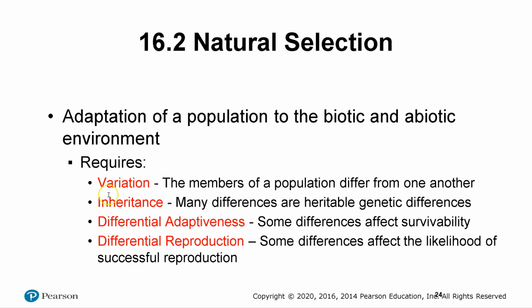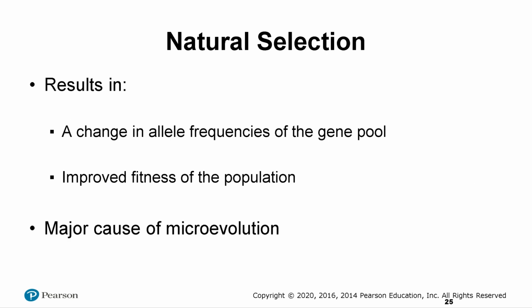There are a couple of things you have to have: variation and inheritance. You have to have differences based upon genetic differences, and many differences are heritable. You have to be able to pass these differences on. Then differential adaptiveness: some differences affect the likelihood of surviving and reproducing. So natural selection results in a change in allele frequencies of the gene pool, improving the fitness of the population.